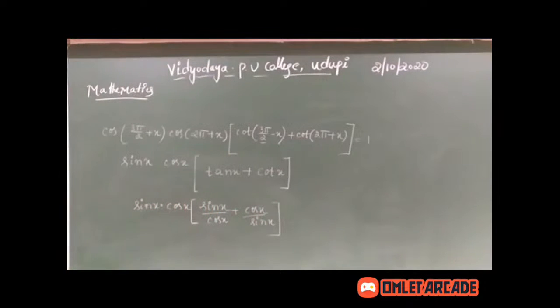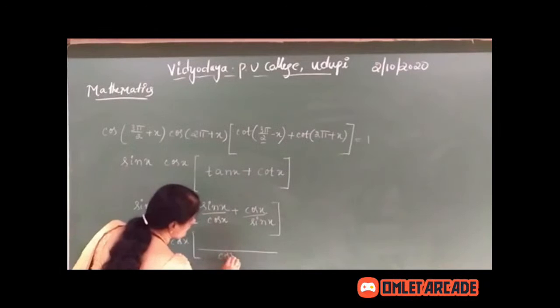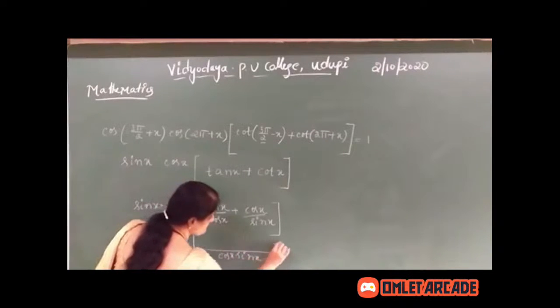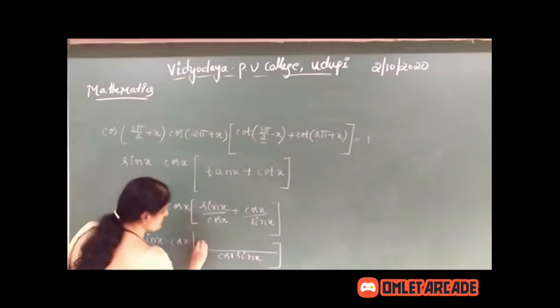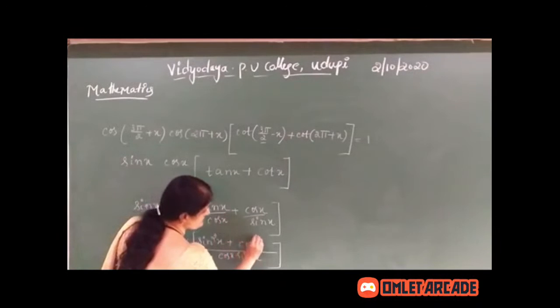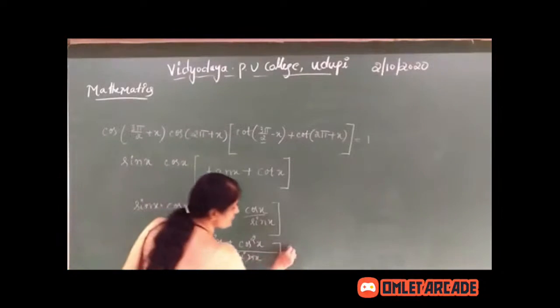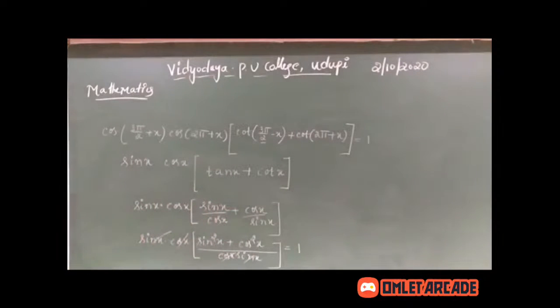Now next we'll take LCM. This is sin x into cos x. When I take LCM, it becomes cos x into sin x. Right? When you multiply by this, it becomes sin square x, and here you get cos square x. You can cancel this. So we have sin square x plus cos square x, which is 1. Is that clear, children? Just you need to simplify by saying in which quadrant it comes.